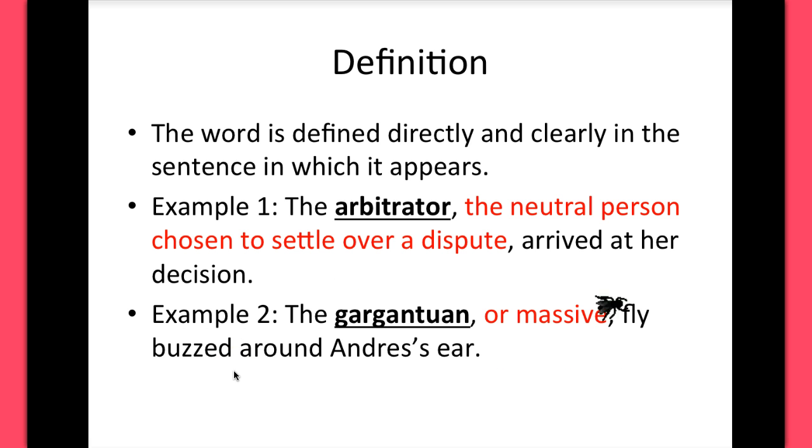The gargantuan, or massive, fly buzzed around Andreas's ear. If you've never heard the word gargantuan, but you're reading this in the text and you see a comma and then the definition right here, that is a definition context clue. So that lets you know, oh, gargantuan, I've never heard of that word. But according to this clue in the text, gargantuan means massive, just like this nasty fly that's buzzing around on our PowerPoint. Okay? So definition is the first type of context clue. It appears directly and clearly in the sentence in which it appears.